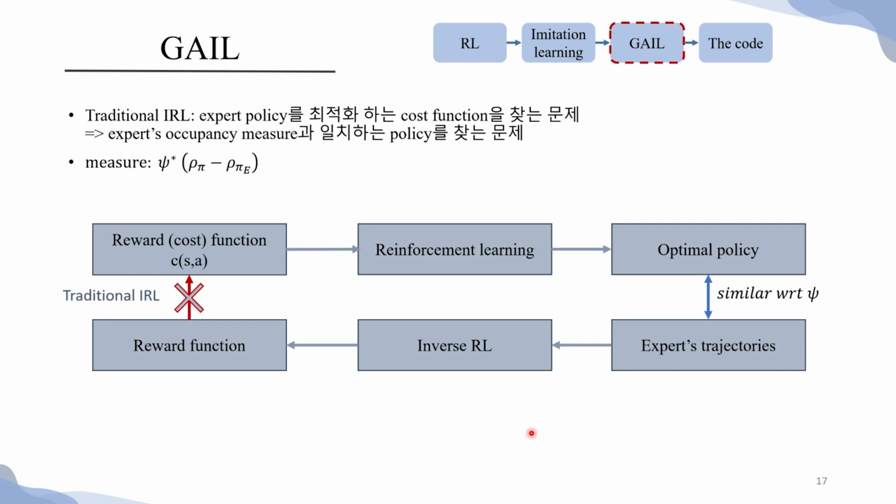Let's quickly summarize what we've covered so far. Traditional IRL finds a cost function that optimizes the expert policy, then uses RL to find the optimal policy again. Now, the problem has changed to finding a policy that matches the expert's occupancy measure. We used the convex conjugate to find the occupancy measure.